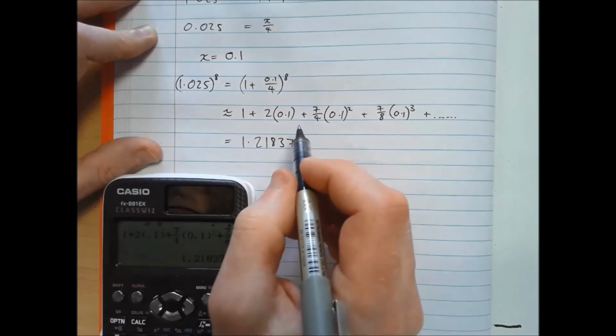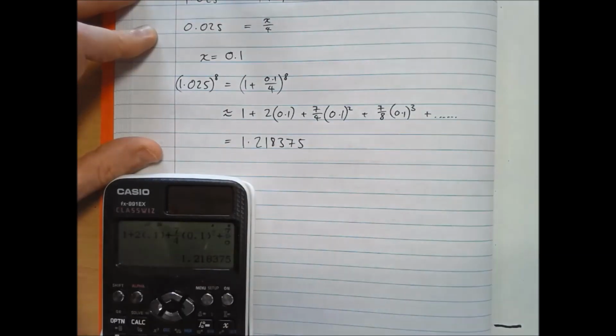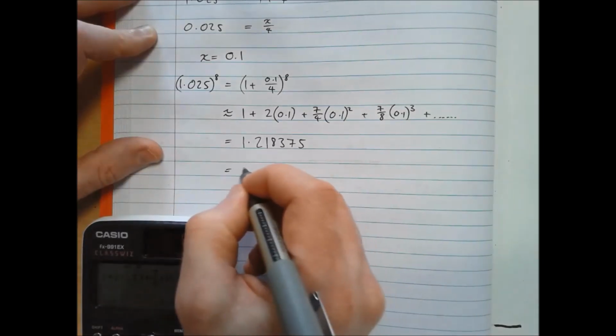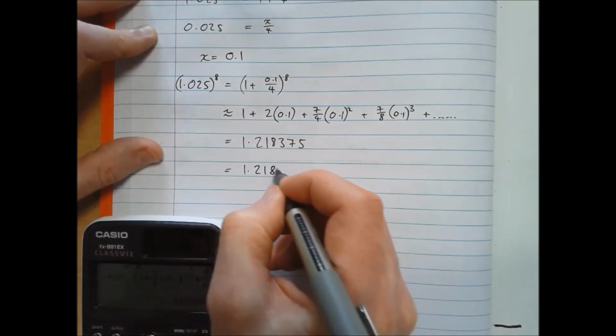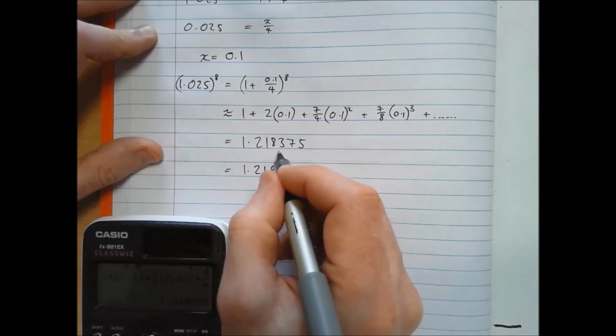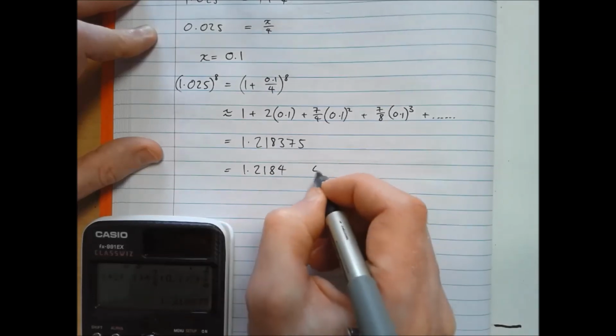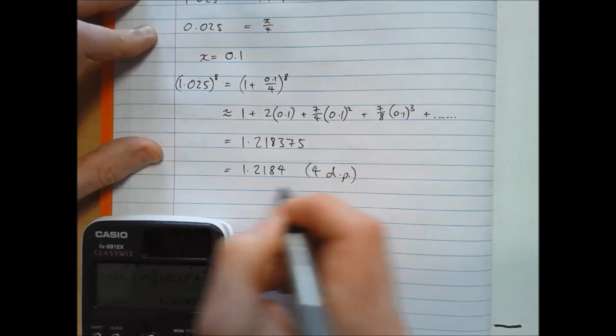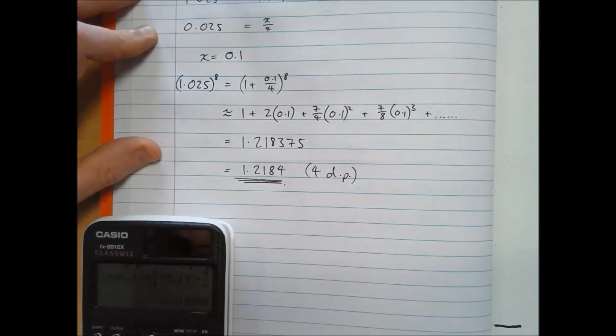1.218375. And the question asked us to state it to 4 decimal places, so rounding that to 4 decimal places will be 1.2184 to 4 d.p. That's the end of question 2.